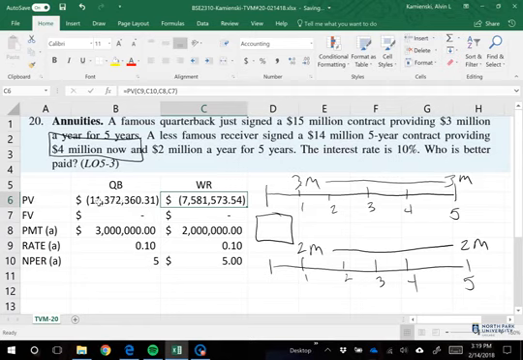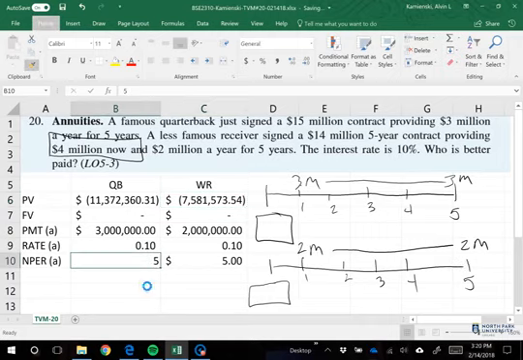I would be willing to give you up to $11,372,000 if you gave me $3 million a year for 5 years, assuming a rate of 10%. I would be willing to give you $7.581 million if you were to give me $2 million a year for 5 years at a rate of 10%.